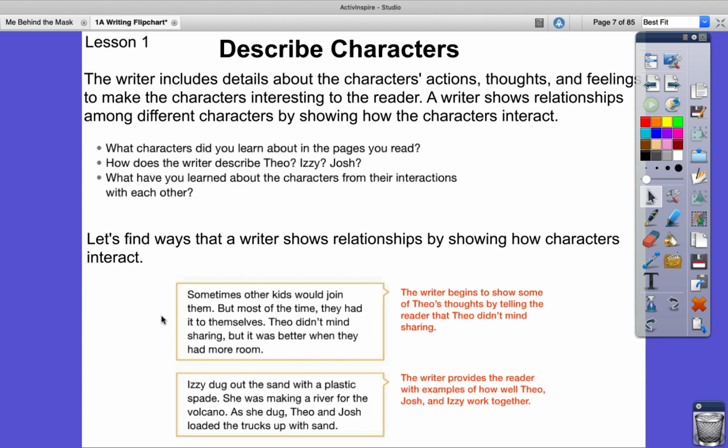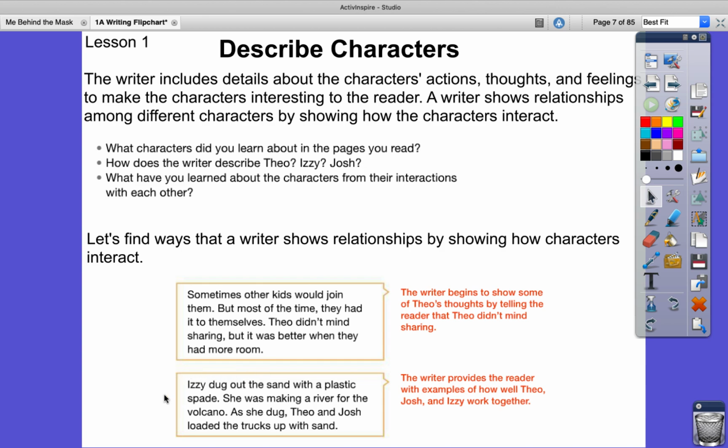Sometimes other kids would join them, but most of the time they had it to themselves. Theo didn't mind sharing, but it was better when they had more room. So the writer begins to show some of Theo's thoughts by telling the reader that Theo didn't mind sharing.